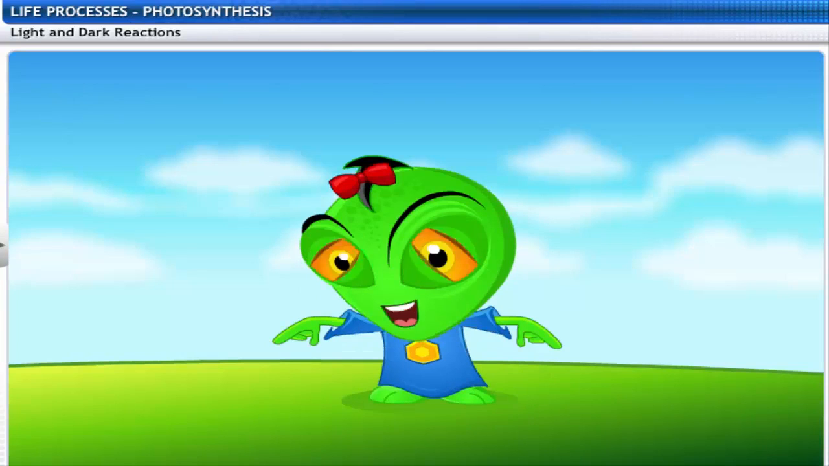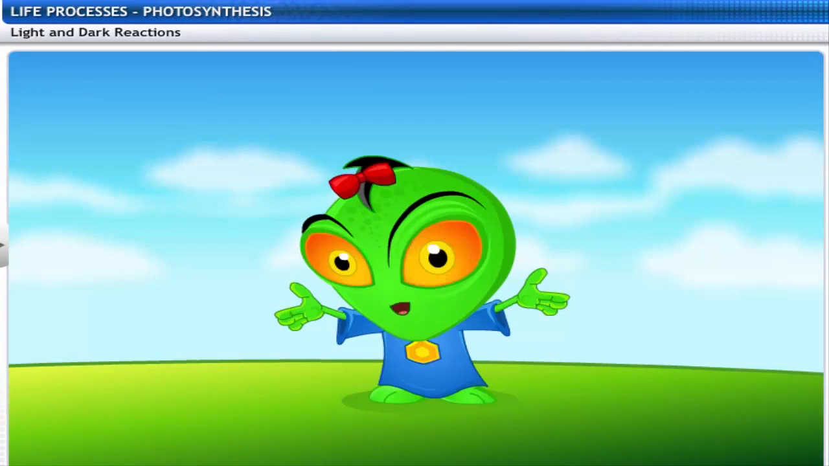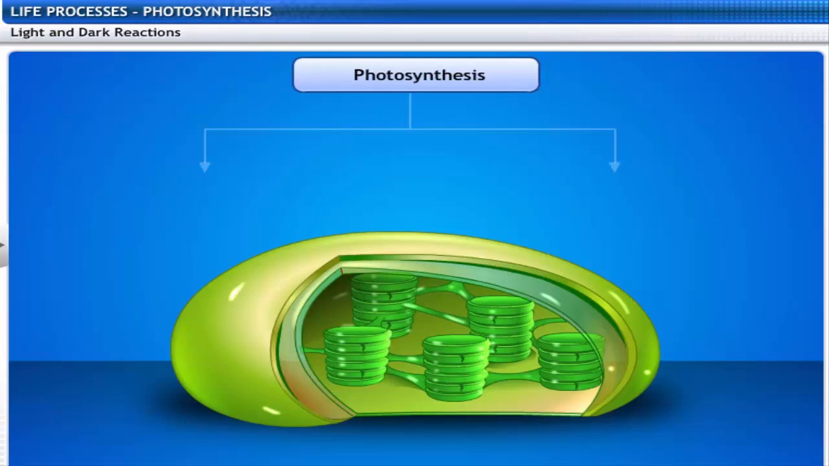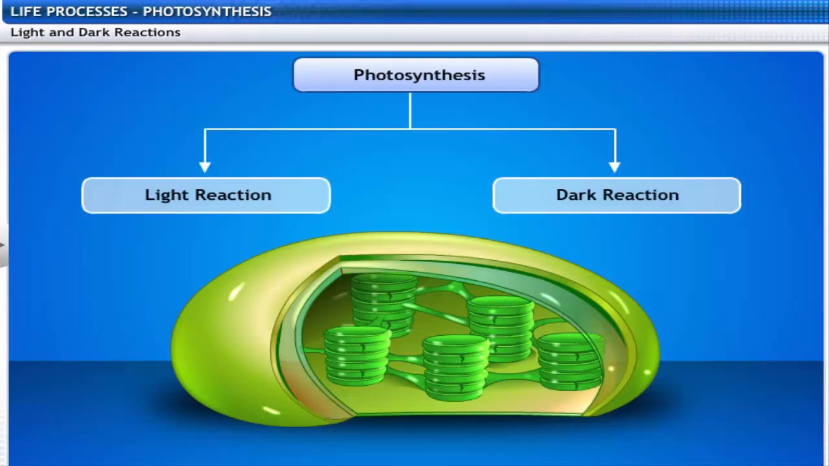Interesting. And how does the process of photosynthesis take place? Photosynthesis involves a series of photochemical reactions that consists of two phases: light and dark reactions. Light reaction takes place in the thylakoids of the chloroplast. Dark reaction takes place in the stroma of the chloroplast.